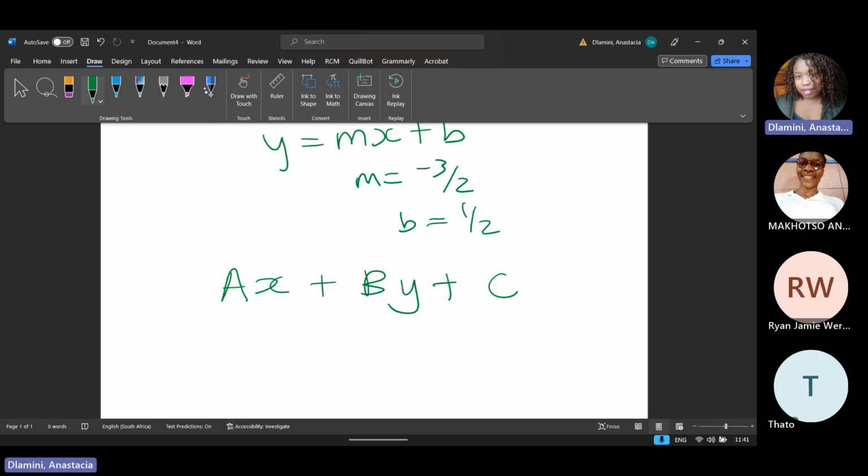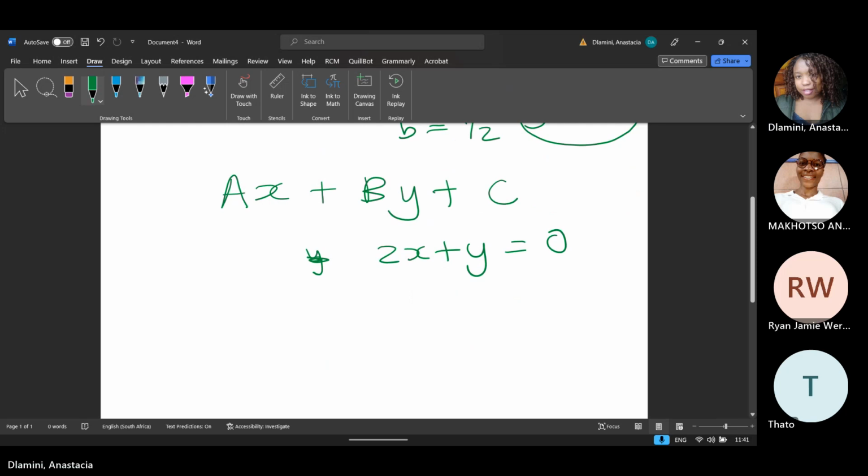y equals x. Sorry, I'm making a mistake. A and b are both not equal to 0, but c can be equal to 0, because if you have an equation like y equals 2x, c is equal to 0. You don't have a constant. So if you're going to represent this equation in a general equation of a line, this will be 2x plus y equals 0.